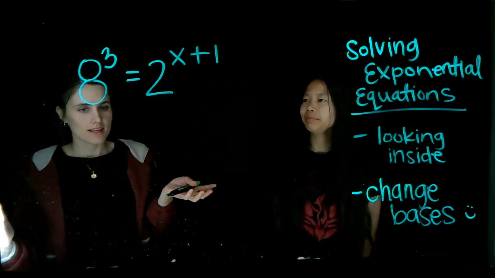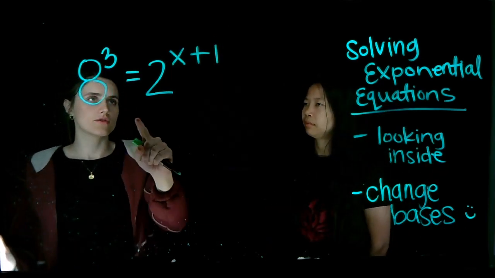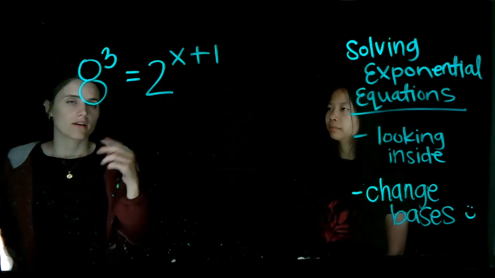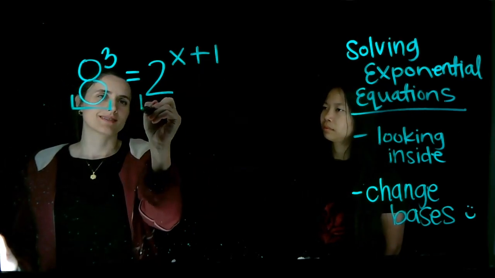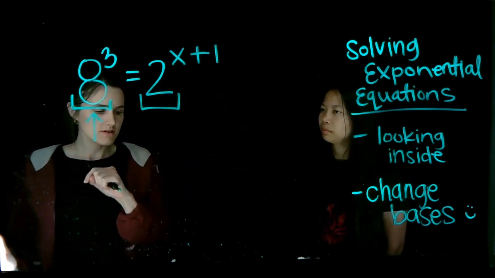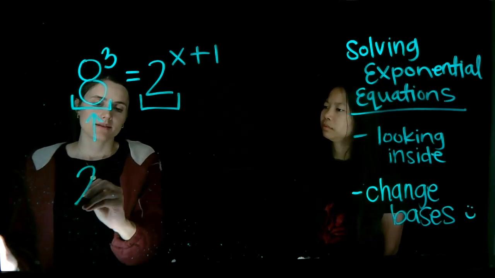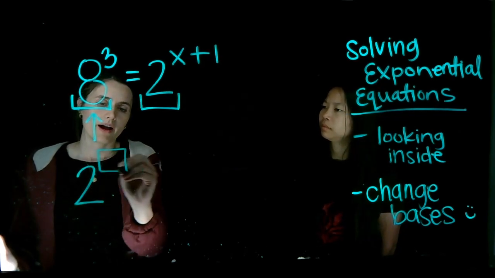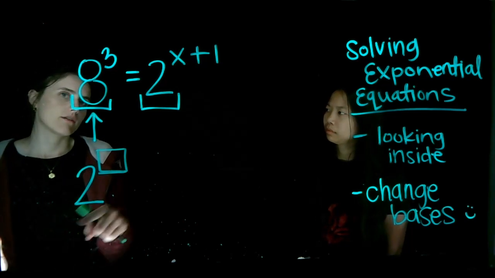So now we're going to look at an example like this. We have 8 to the 3rd equals 2 to the x plus 1. So like we have done in the past couple examples, we want to get these bases to be the same. And so we want to change this 8 to have a base of 2. So if we look at 8, we can just write it as a base of 2, and we want to know what power it has to be raised to? How many times do we have to multiply 2 by itself to get 8?